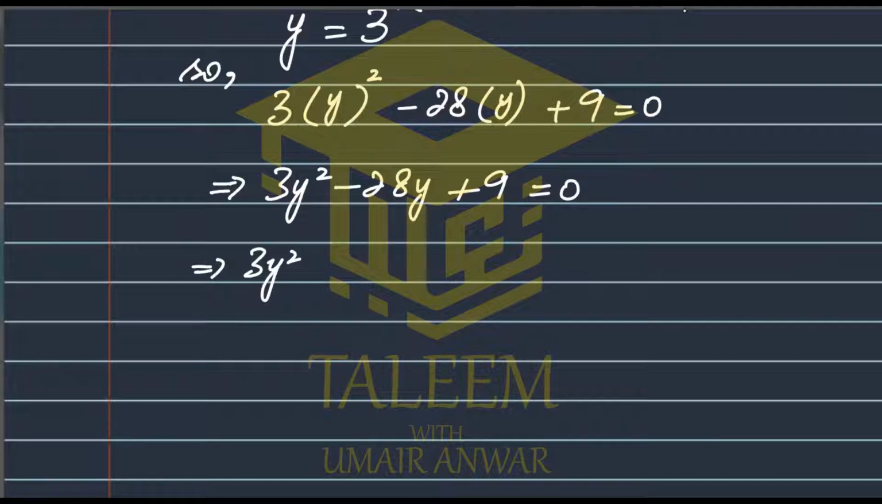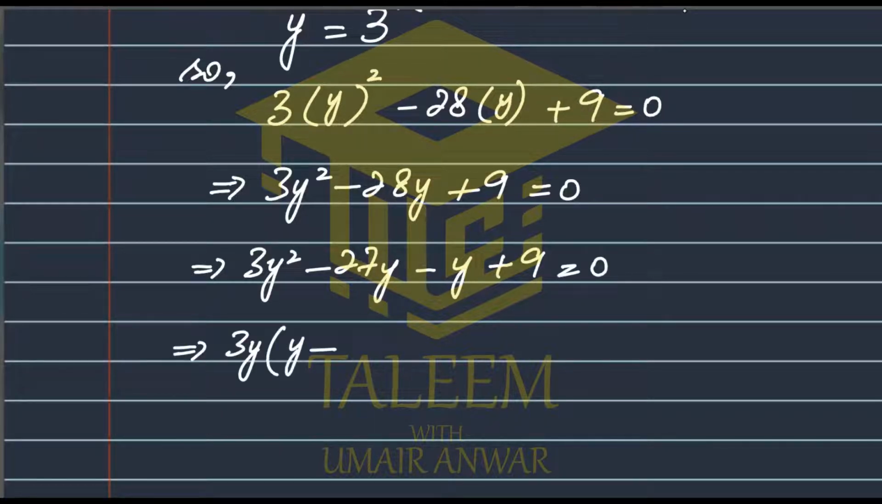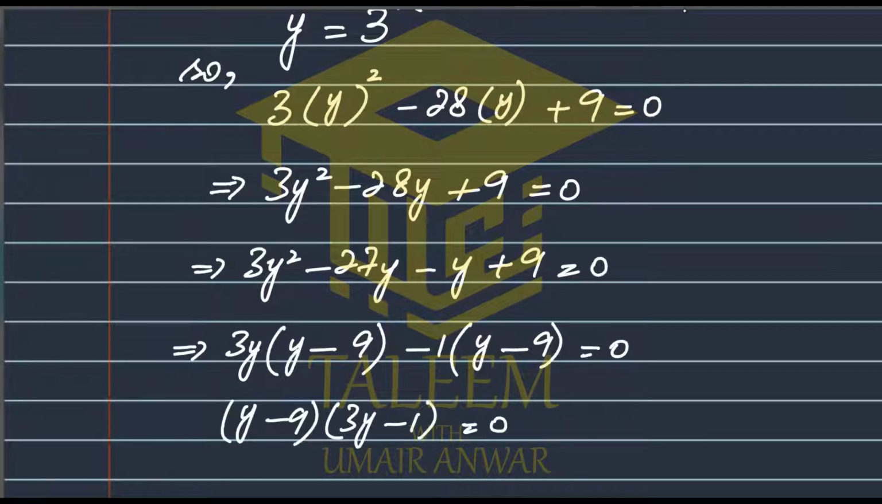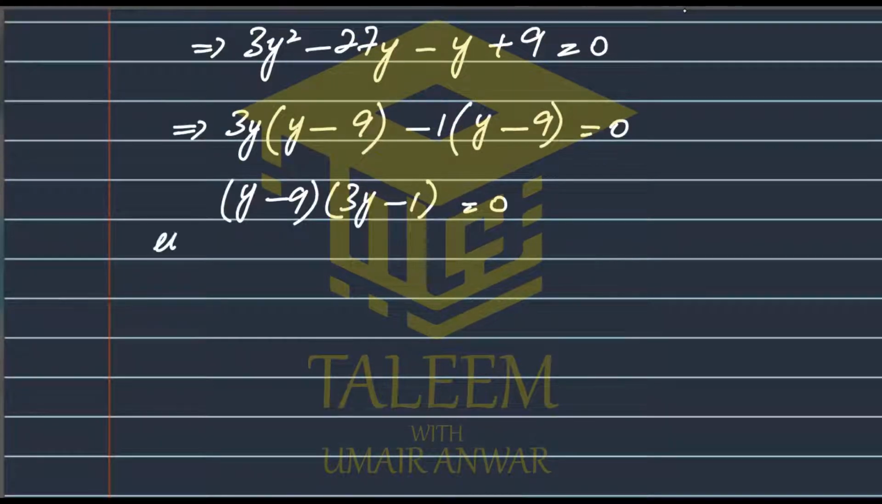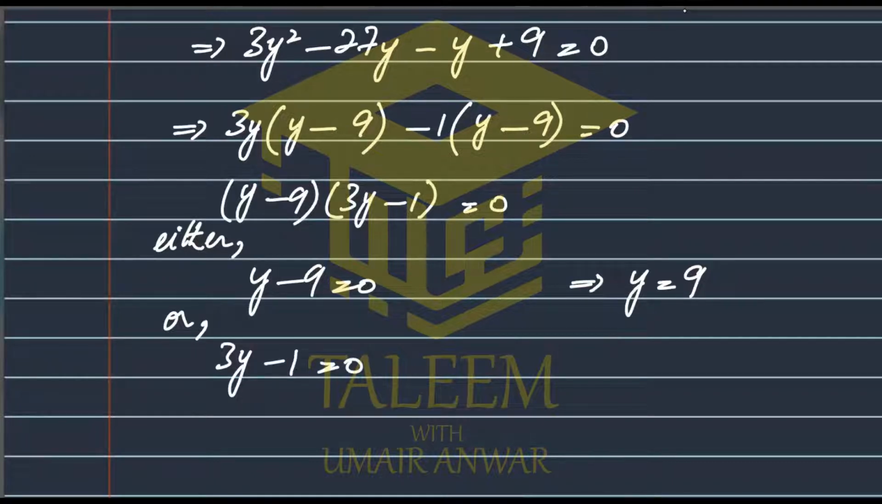And now we can break the middle term with minus 27y minus y plus 9 is equal to 0. Taking 3y as common, y minus 9, minus 1 as common, y minus 9 is equal to 0. y minus 9 again common, so 3y minus 1 equals to 0. So from the first factor, we get the value of y as 9, and from the second factor, we get the value of y as 1 upon 3.